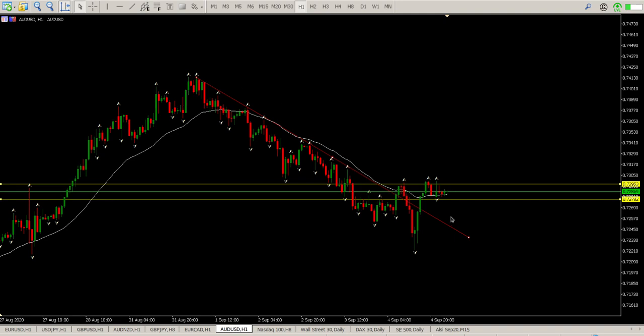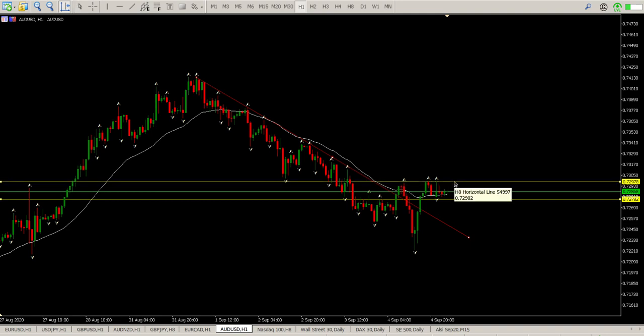It's pretty solid. We are flirting with the moving average, as you can see, but we're going to have to get above these fractals here. So let me just fine tune that. So I'm going to need a break above 0.72978 and a retest of that area for me to be long.